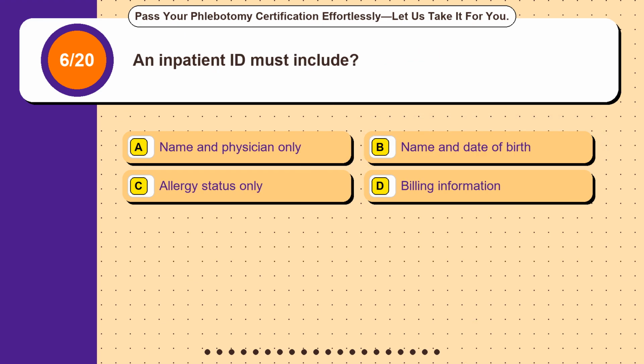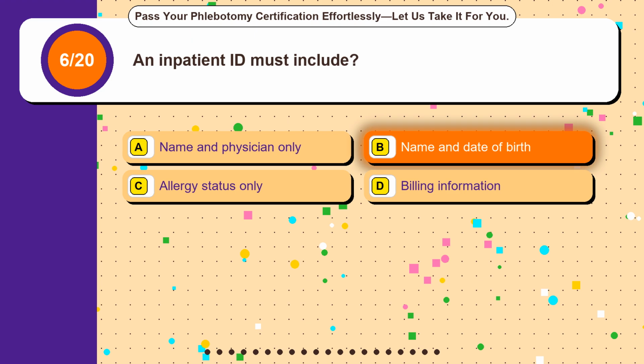Question 6. An inpatient ID must include: option A, name and physician only; option B, name and date of birth; option C, allergy status only; option D, billing information. The correct answer is option B, name and date of birth.